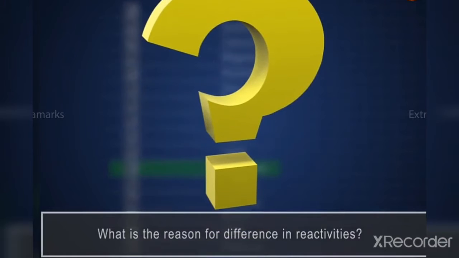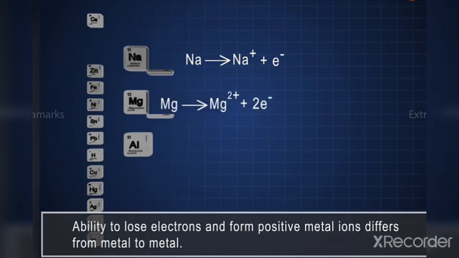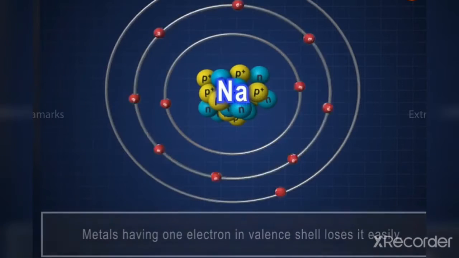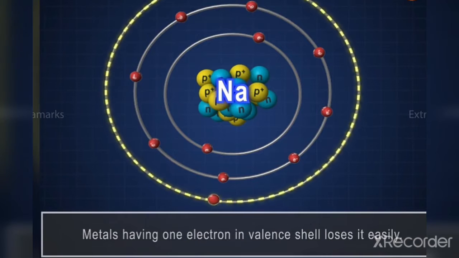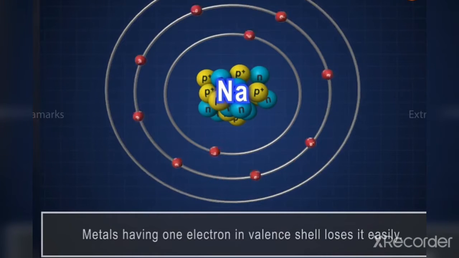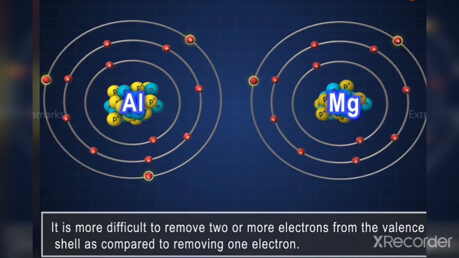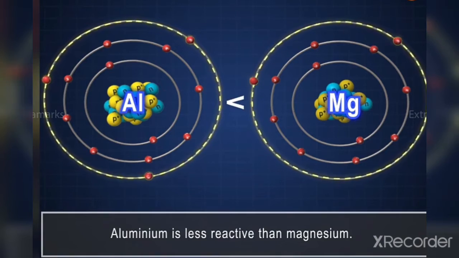Do you know the reason for the difference in reactivity of different metals? Metals, being electropositive, form positive ions when they react. The ability to lose electrons and form positive metal ions differs from metal to metal. For example, a metal atom having only one electron in the outermost shell loses it easily. In case the metal has 2 or more electrons in the outermost shell, more energy is required to remove them, which makes the metal less reactive.